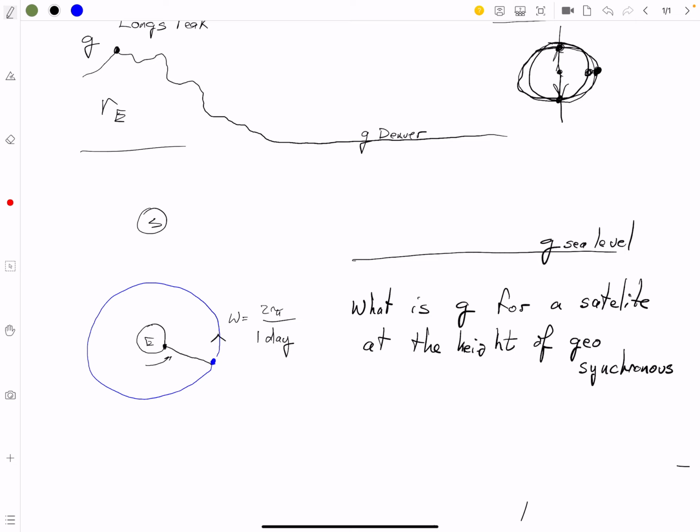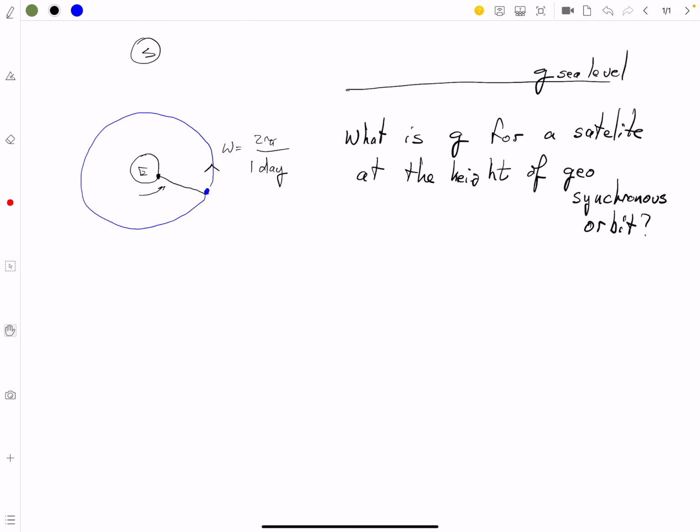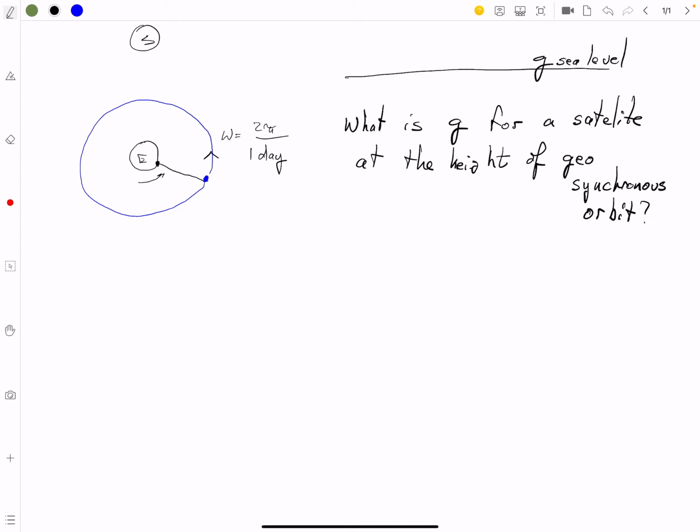Geosynchronous orbit, question mark. Okay, that's our question. What is the distance? I'm going to just tell you. The distance for a geosynchronous orbit above the surface of the Earth, so that's this distance here, is 3.58 times 10 to the 7 meters.